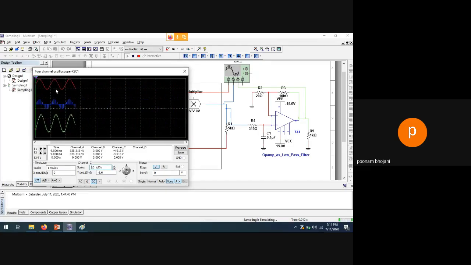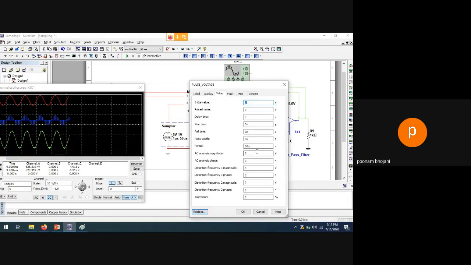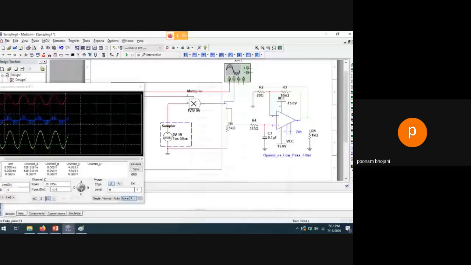Right, so this is the reconstruction of the input signal at the output side, and this is your sampled signal, which you have set at a different sampling frequency. If you change this sampling frequency, then you will also get a different type of reconstruction at the receiver side.